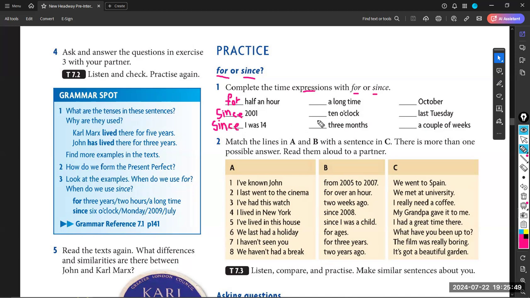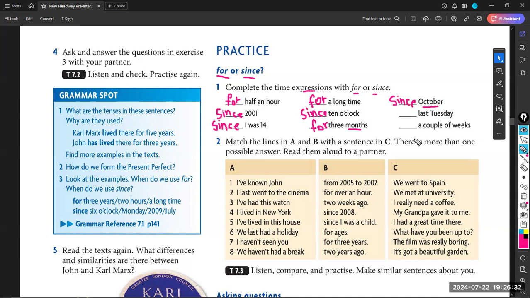Now, a long time. For a long period of time. Now, 10 o'clock. Since 10 o'clock, because I specified the exact time. Now, 3 months. Bravo. So for 3 months, not since. If you want to specify the name of the month, yes, you can say since. For example, since June, since July, since September. So I have to say since October, because I know the name of the month, or I want to mention the name of the month.